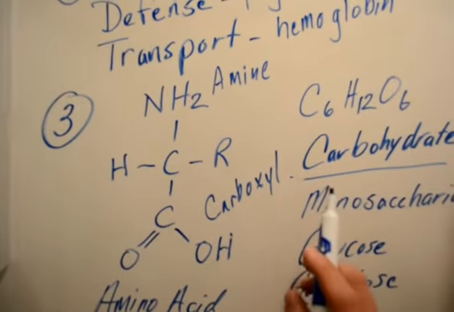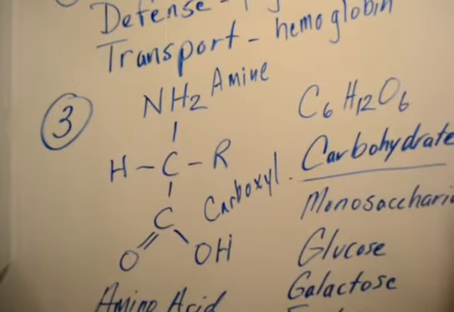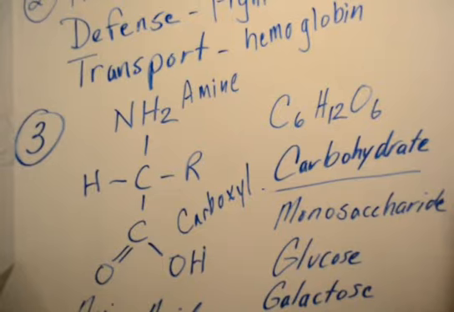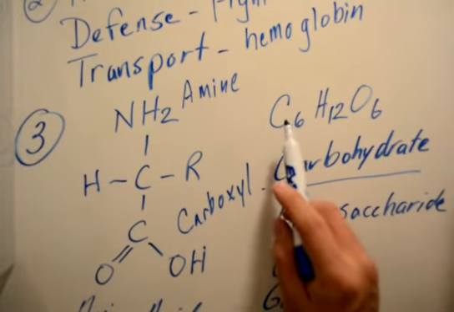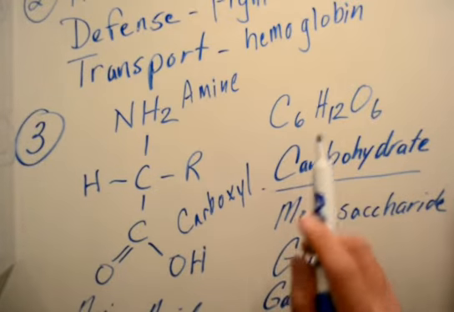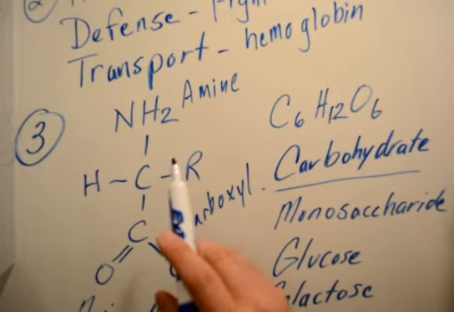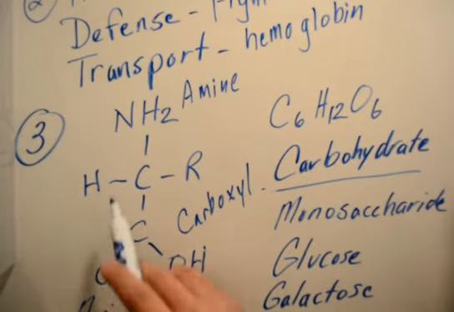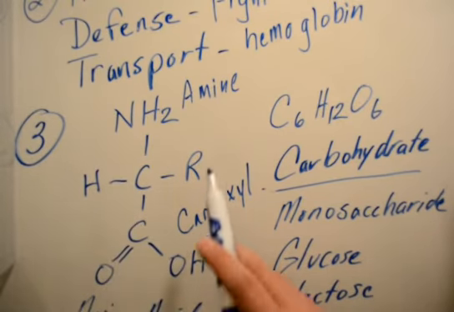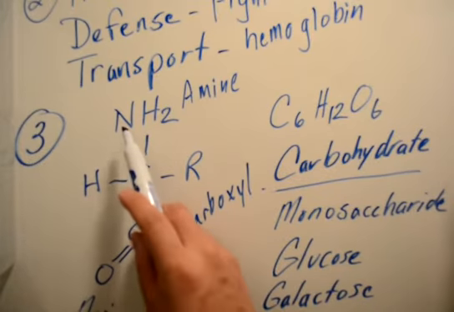Now with the carbohydrates, their general chemical structure is going to be your C6H12O6. So, notice that this is C, H, and O. Okay? Whereas proteins are C, H, O, and N. So, the difference between these structures is going to be that N.